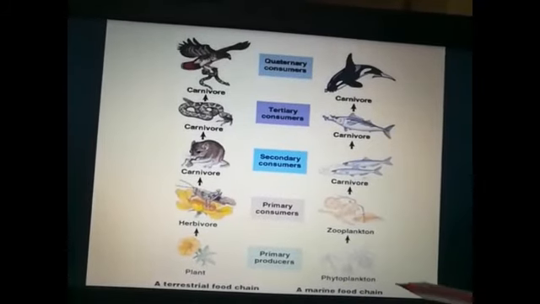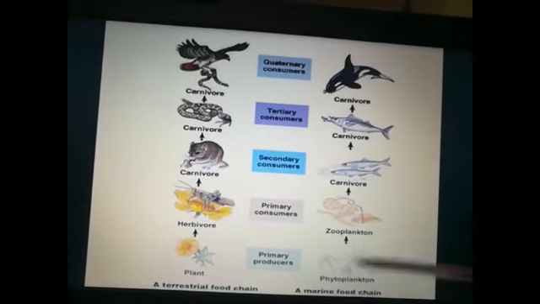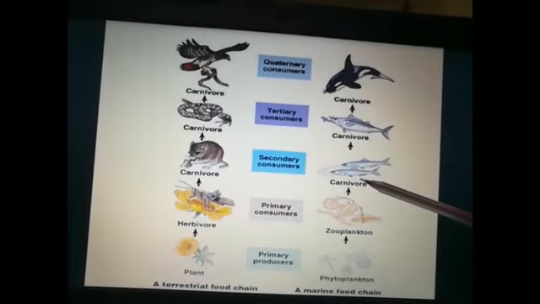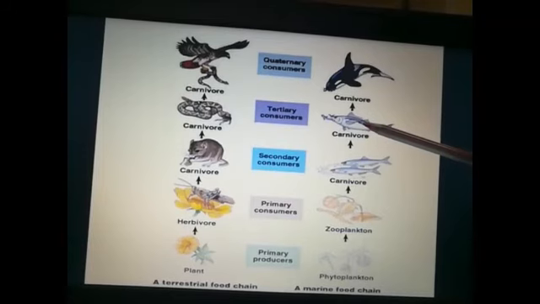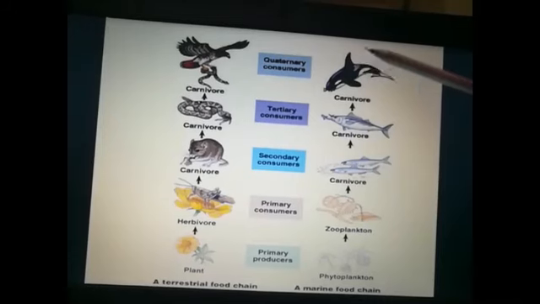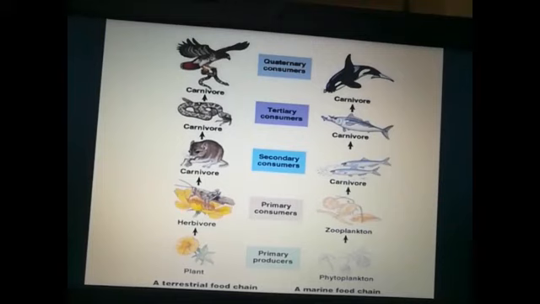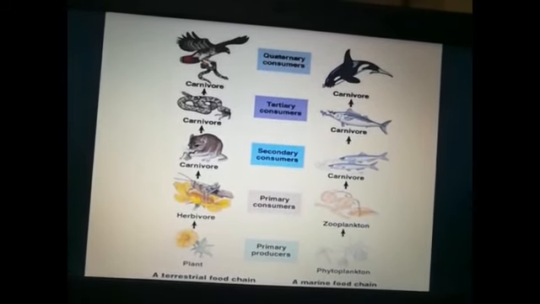In the same way, here you can see an aquatic food chain: phytoplankton is consumed by zooplankton, which is a primary consumer. Zooplankton is taken by a smaller carnivore, small fishes, which are the secondary consumers. These small fishes are taken by medium-sized fish, which are the tertiary consumers. And that medium-sized fish is taken by a whale or a shark, so they are all quaternary consumers. This is an example of an aquatic food chain. So a food chain can have different trophic levels.